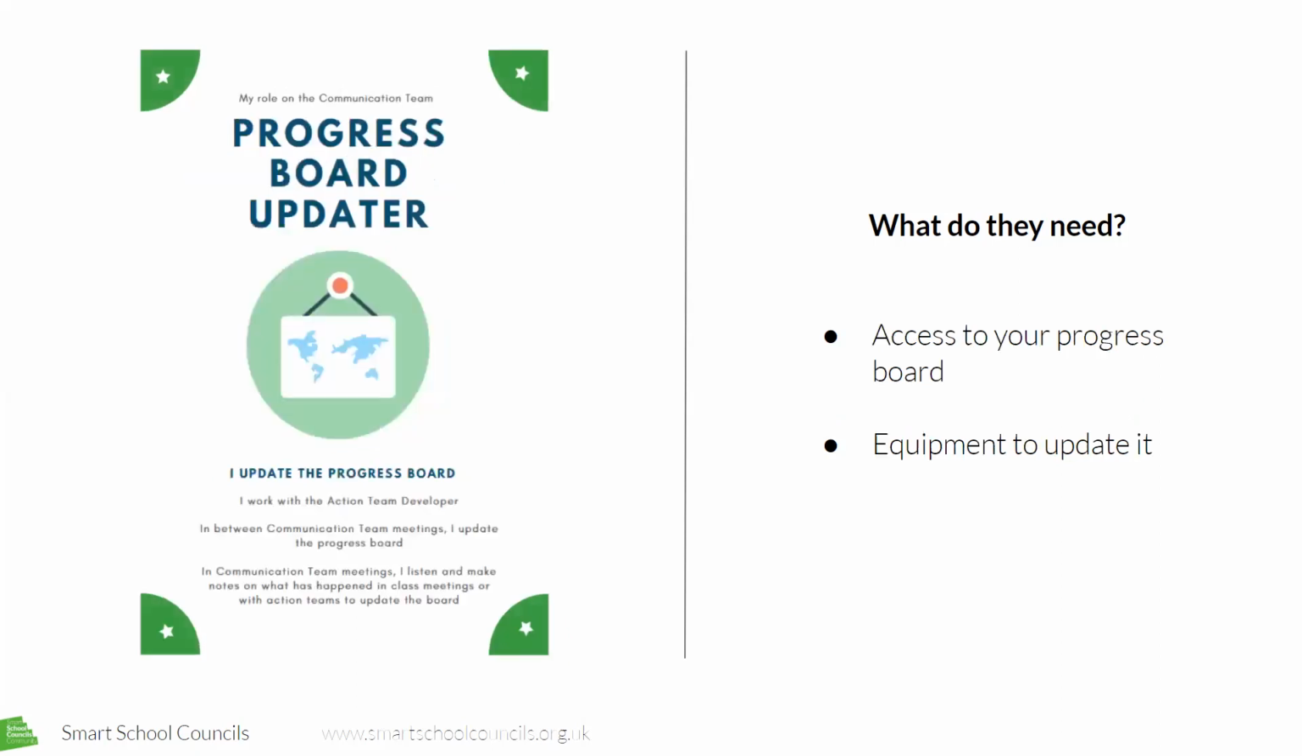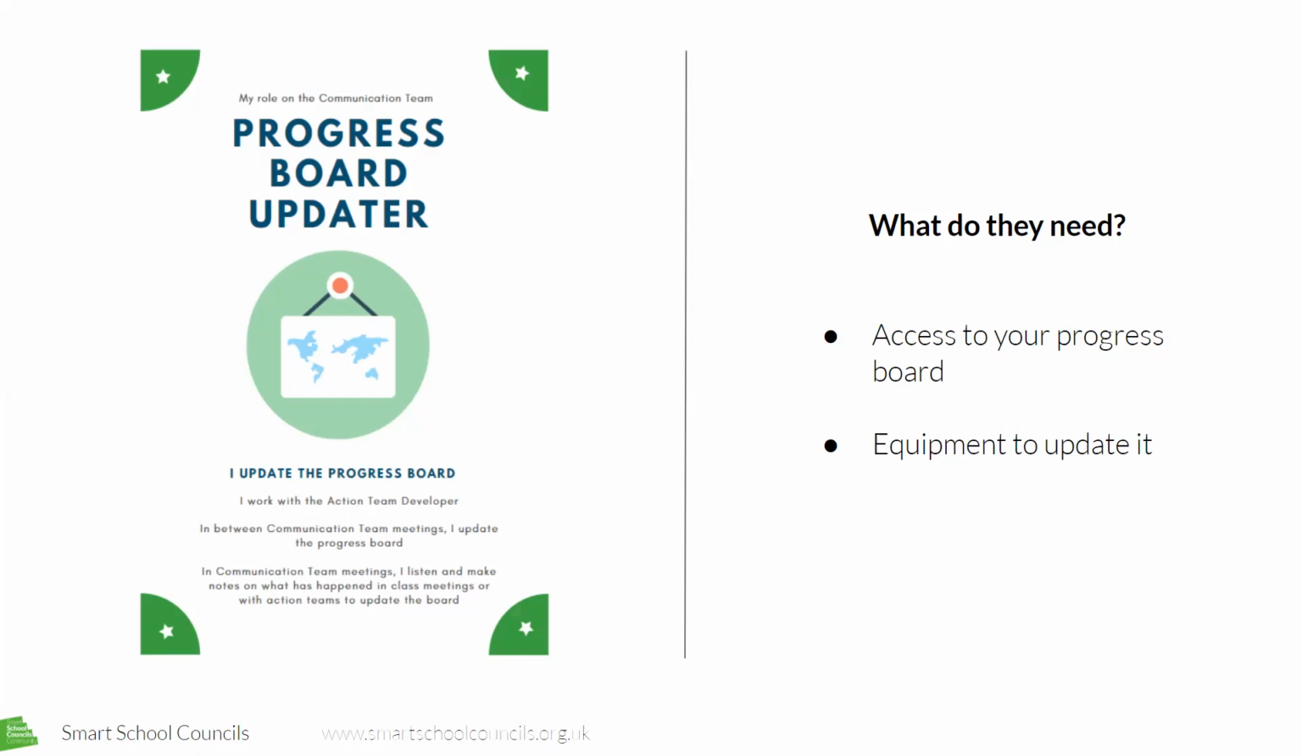Progress board updater. If you don't know what progress board is, we do talk about it in the CPD that launches your time on your Smart School Council program. It is a place in the school where you have a board that is there to be the sort of point of communication for what your school council is up to in terms of the class meetings that you've had, the results for them, the progress of any projects you're doing, action teams, things like that. And somebody needs to update that and be responsible for making sure that it's updated regularly. And this is the progress board updater.